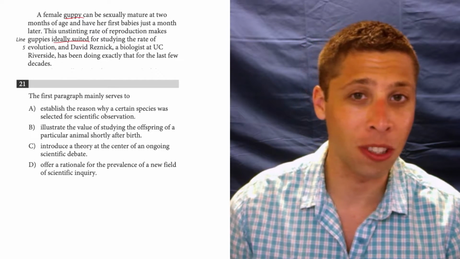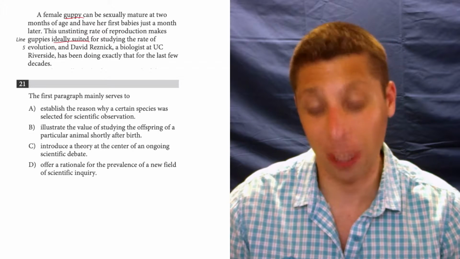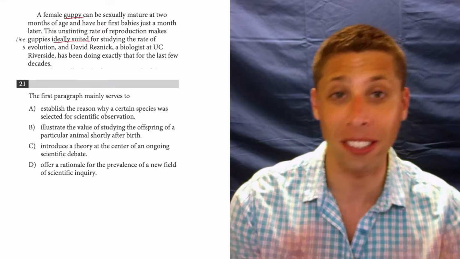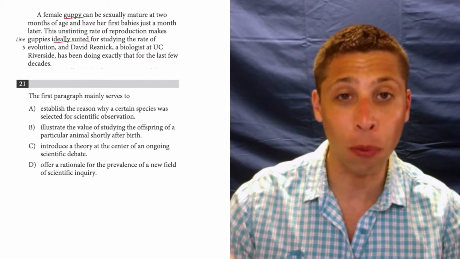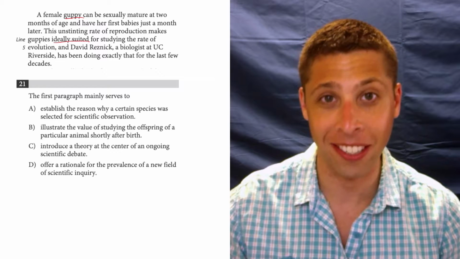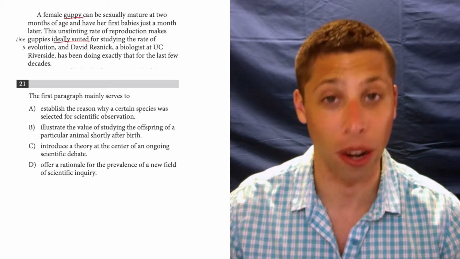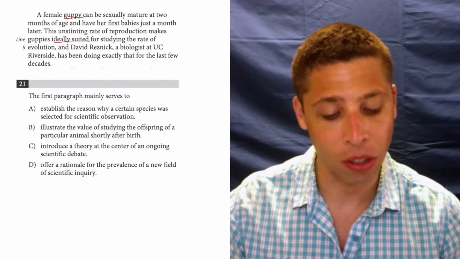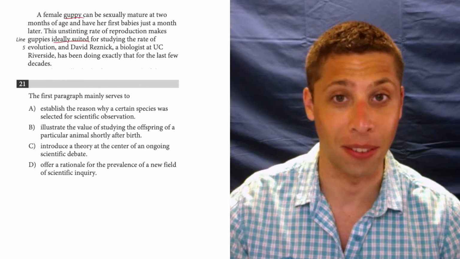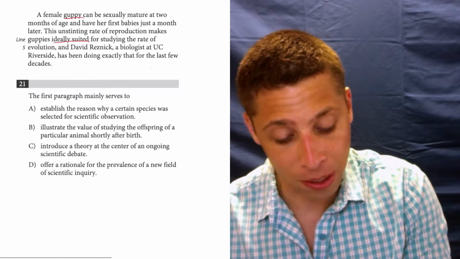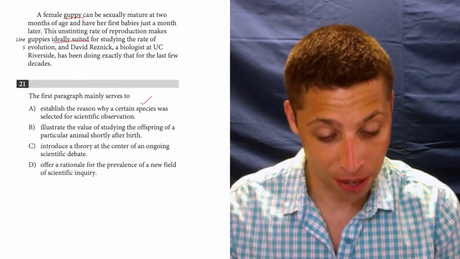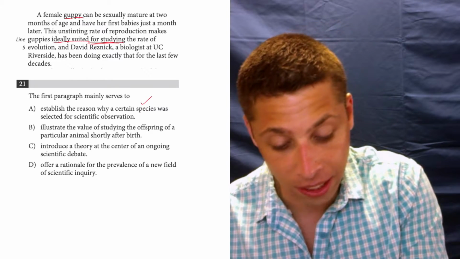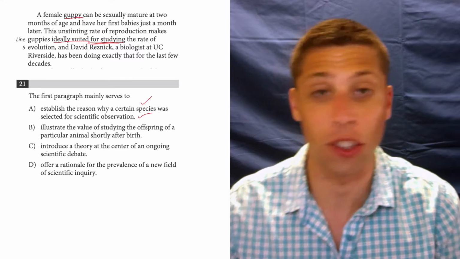But now when I look at the choices, if there's more to this, 7 lines, then great. I will look for that based on the choices. So I'm not looking to summarize this per se. I'm looking for one of the 4 summaries that are in the choices and seeing which one best matches with what I've read. So choice A says it's to establish the reason why a certain species was selected for scientific observation. Well, the certain species would be the guppies, so that checks out. And it selected for scientific observation, well, it was ideally suited for studying. So that also seems to check out.